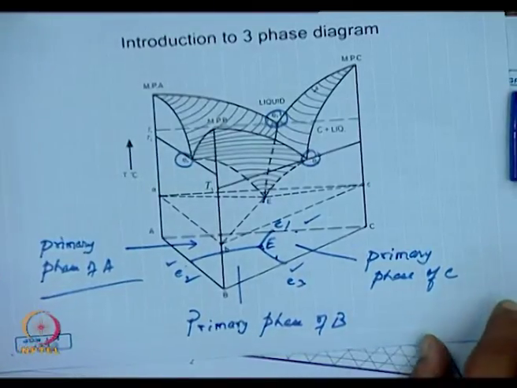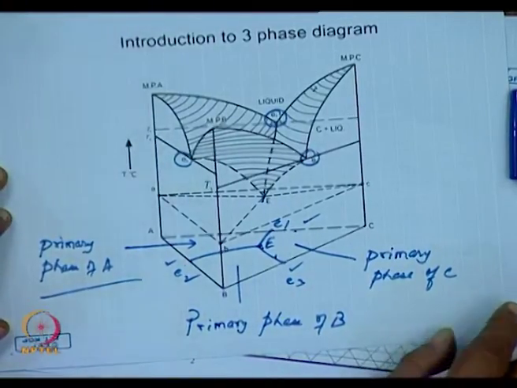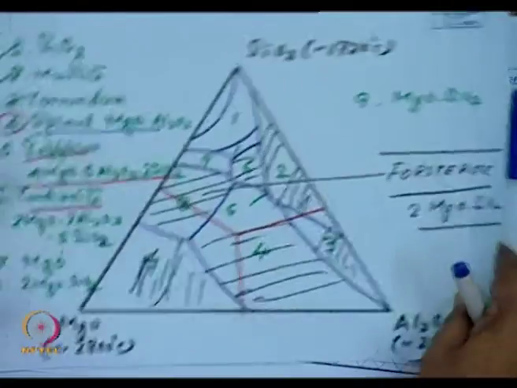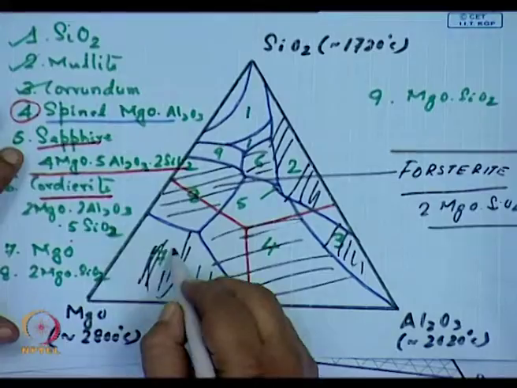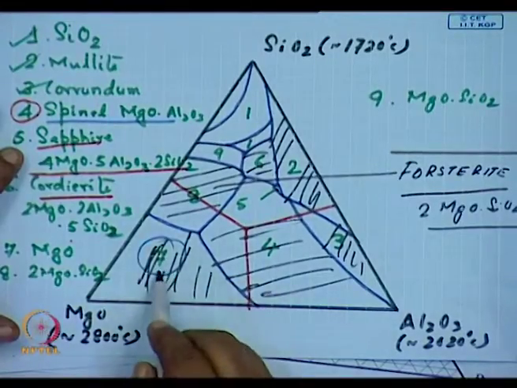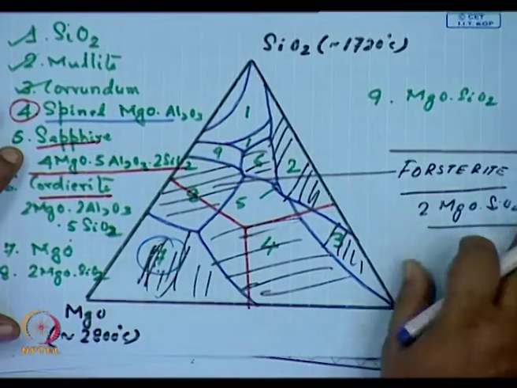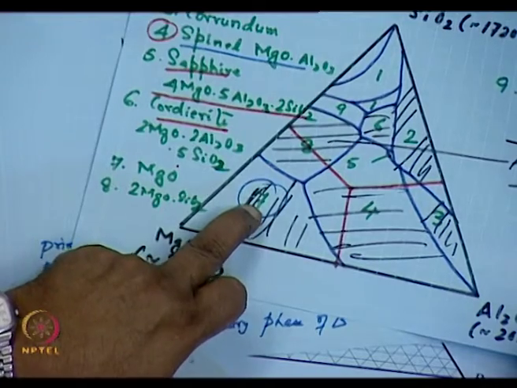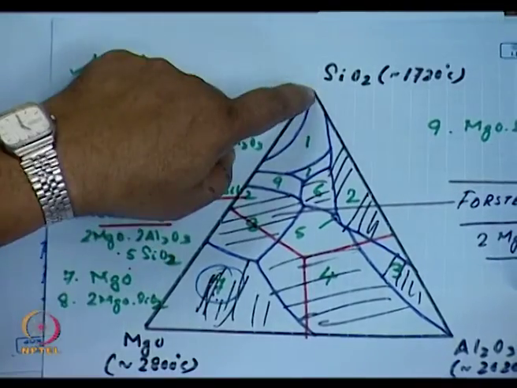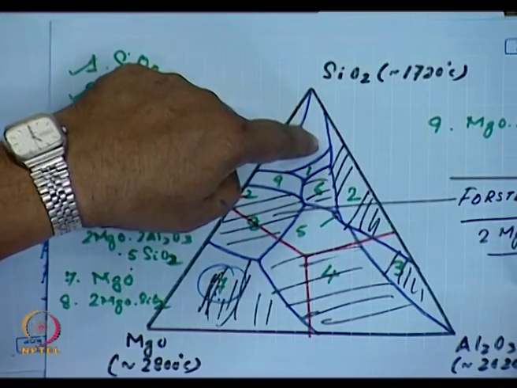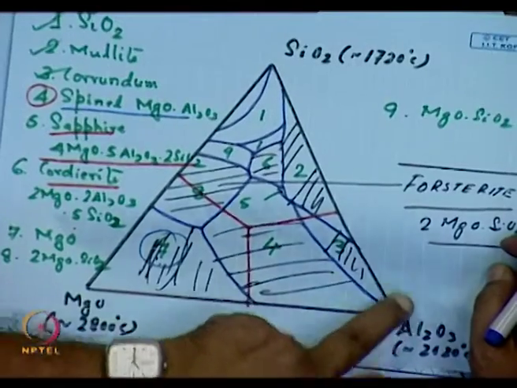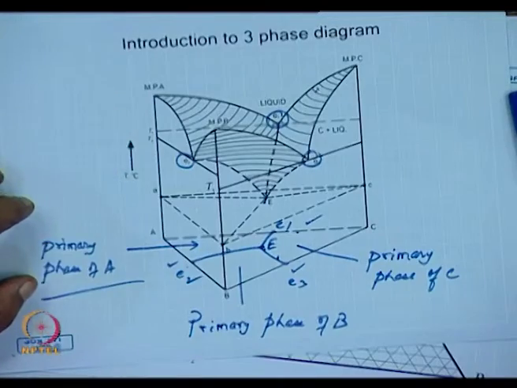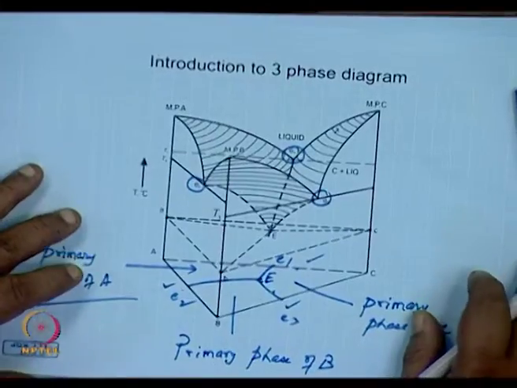If you remember, I don't think I have those diagrams. When I showed this particular diagram, I said 7 is MgO. Now you understand why I drew this. In line with this, this is the primary field of MgO. In line with this is the primary field of silica. And in line with this is the primary field of alumina. So this is the reason why I had shown that particular diagram.